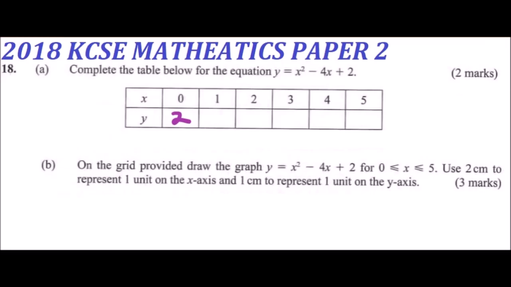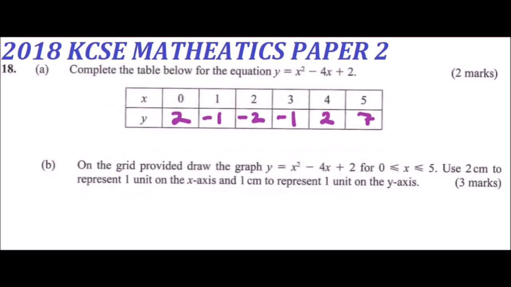Okay, when x is 1, y is equal to 1 minus 4, that will be minus 3. Minus 3 plus 2, you get minus 1. So when x is 2, this will be 4 minus 8, that is minus 4 plus 2, that should give you minus 2. Then when x is 3, you substitute, you get y is minus 1. When x is 4, you get y is 2. And when x is 5, you get y is 7. So those are the values that you get. And by feeding the correct values, you get yourself 2 marks.